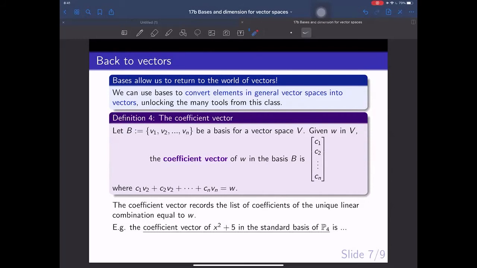For example, let's consider the vector space P4. We have the standard basis of P4 consisting of these 5 elements, and this polynomial is an element in P4. Let me now write down the coefficient vector of this polynomial in this basis. First, I need to write down this polynomial as a linear combination of the basis, and I've done that here. Now I will just look at the coefficients and take them to be the coefficient vector. So my coefficient vector is just this vector of height 5 with entries 5, 0, 1, 0, 0.